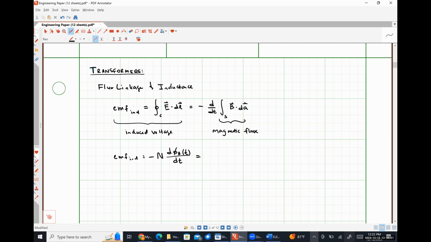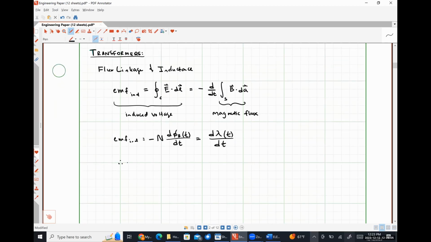And this is often expressed as the derivative of lambda as a function of time with respect to time, where this quantity lambda is simply equal to the number of turns times the magnetic flux that's passing through the turns of our coil. And it's what's known as our flux linkage.